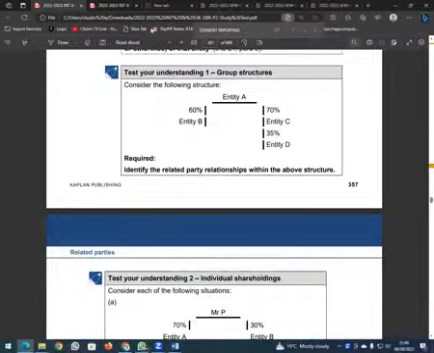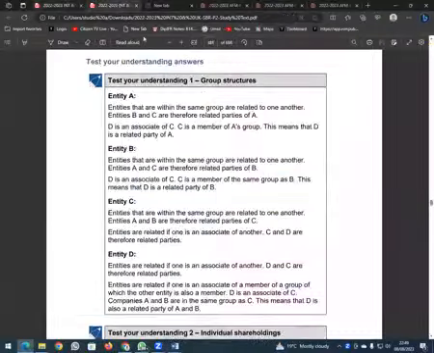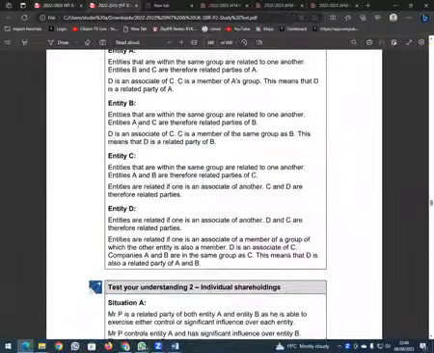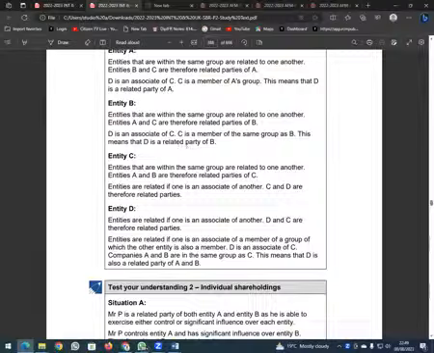So then when I come back, ladies and gentlemen, to this one, you can see here entity B: entities that are within the same group are related to one another. A and C are therefore related to B. D is an associate of C. C is a member of the same group. This means that D is a related party of B.